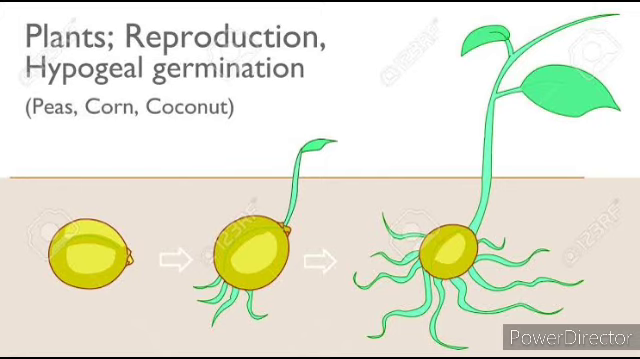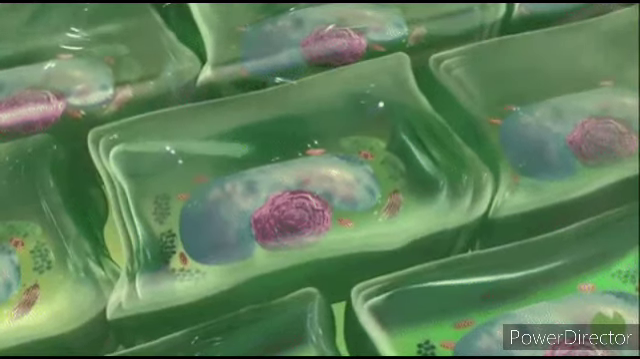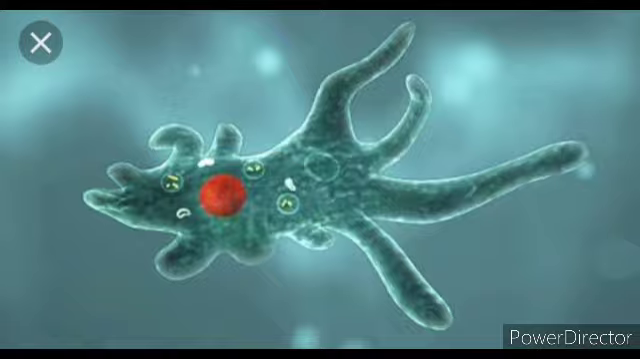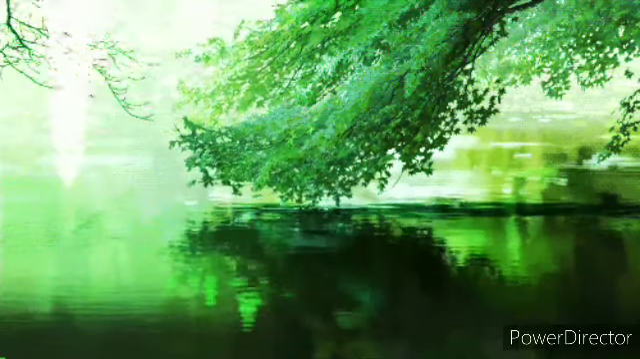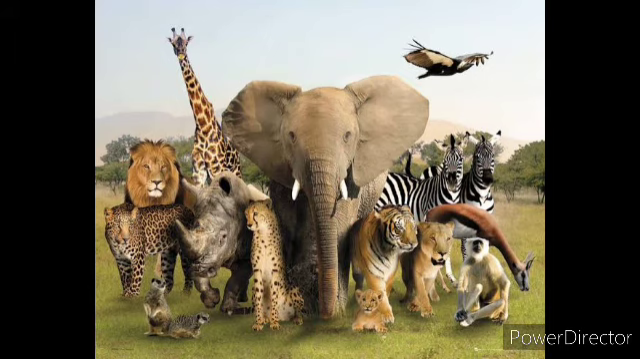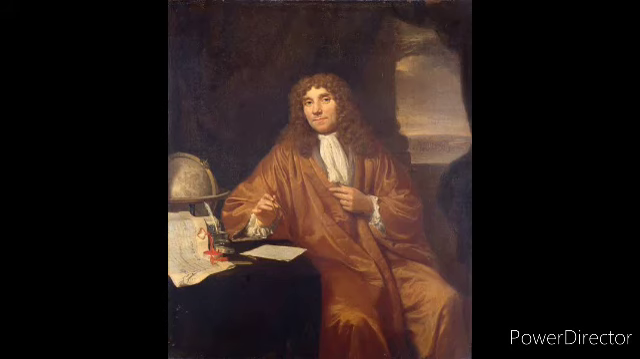Moving on to the next, it's all about the cell, the structural and functional unit of the living organism. Single-celled organisms are called unicellular. Example, bacteria, amoeba. If an organism is made up of more than one cell, it is called a multicellular organism. Example, plants and animals.